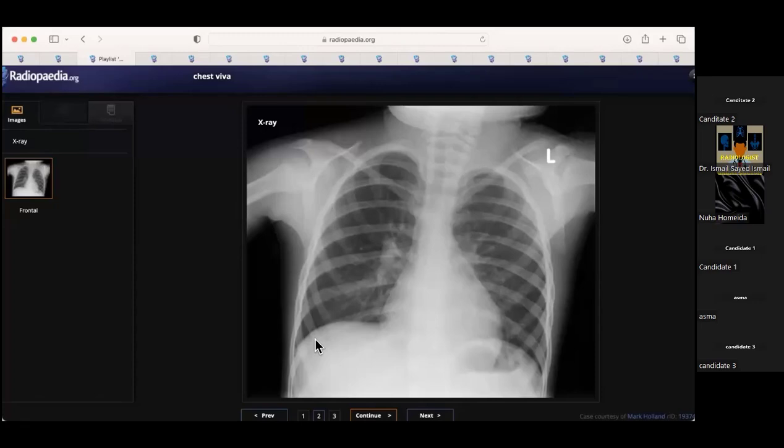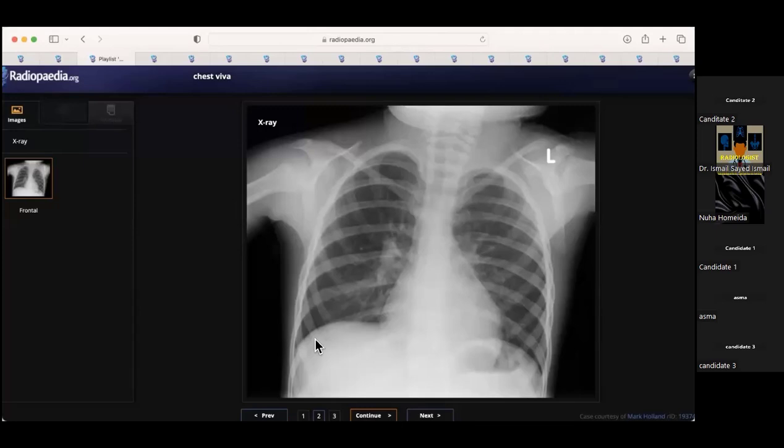If the child is cooperative, what kind of film would you do? Maybe the expiratory film. Expiratory film, yes. So you'll do an expiratory film. And if they're not cooperative, then you'll go to the decubitus.